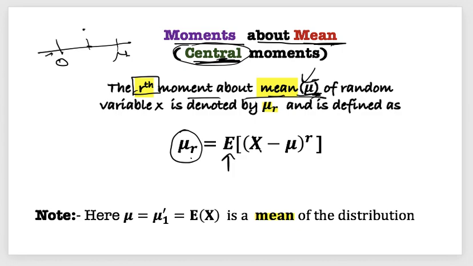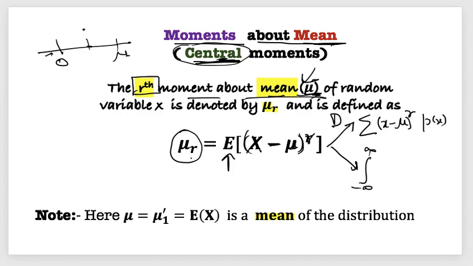We will take a data point, or you can say a variable, deviate it from the mean, and then find out the power r and its expectation. Just like we define the expectation, we can open the expectation here. If it is discrete, we will take a sum, then multiply (x minus mu) to the power r with its corresponding PDF. If it is continuous, we can integrate from minus infinity to infinity, the same (x minus mu) to the power r with f of x dx.